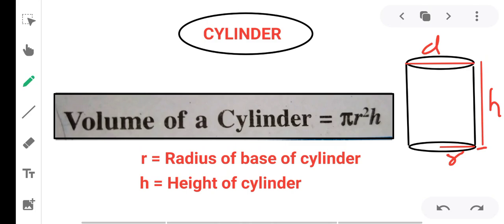Along with the formula you can also see the diagram of the cylinder, where the small r is the radius of the base and the top, small d is the diameter, and small h is the height of the cylinder, right? This is just the diagram to understand the questions. So after understanding the shape of the cylinder and the formula, we will do the first question of exercise 13.6, right?